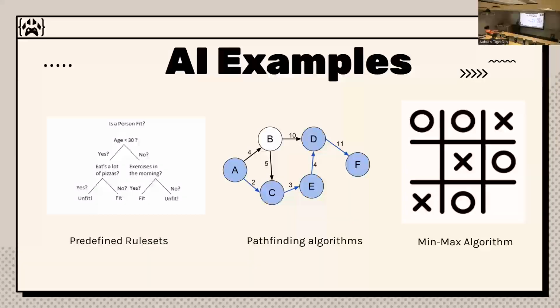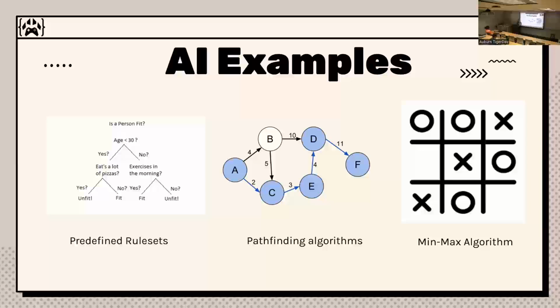So predefined rule sets is the most simple version of artificial intelligence, where it's kind of an if-then. So in this example, a decision tree could be seen as a form of AI. Like in this, is this person fit? Are they over or under the age of 30? How much do they eat? How much do they exercise? And then fit or unfit. So this could be used for questionnaires, personality quizzes, or even paths in choose your own adventure games.